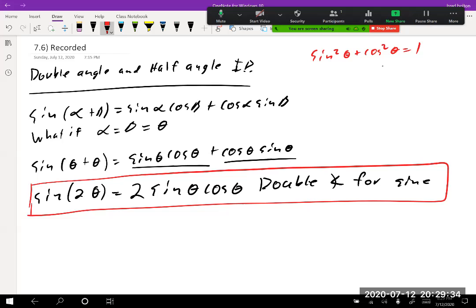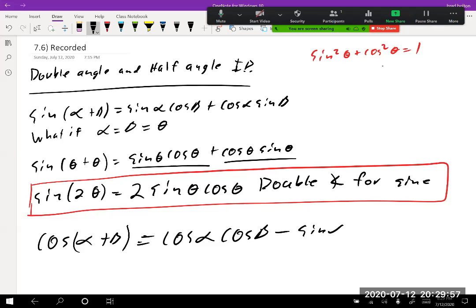So instead of going through the motions for the other one, you know what? Let's go ahead and do it. Now let's do it for cosine. Same thing, cosine of alpha plus beta equals, and now we know that this is the cosine of alpha cosine of beta minus sine alpha sine beta.